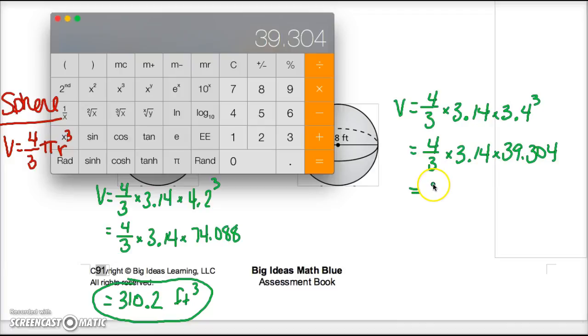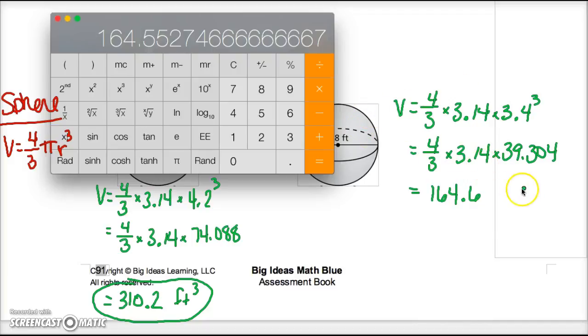Then again, just like I did on number 5, I'm going to take 4 times 3.14 times 39.304 and then divide all of that by 3. That's what I get when I multiply and then divide by 3, and you get this great big long number. Whenever I round that to the nearest tenth, this 5 tells me to bump this 5 up to a 6. So we have 164.6, and labeling would be feet cubed.